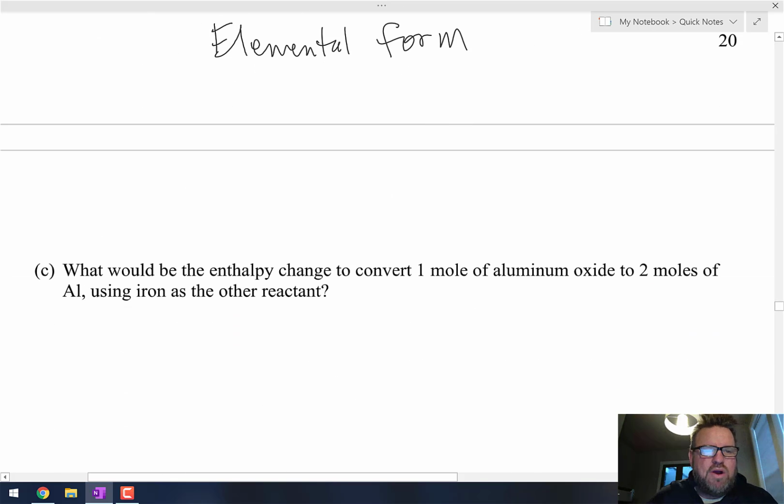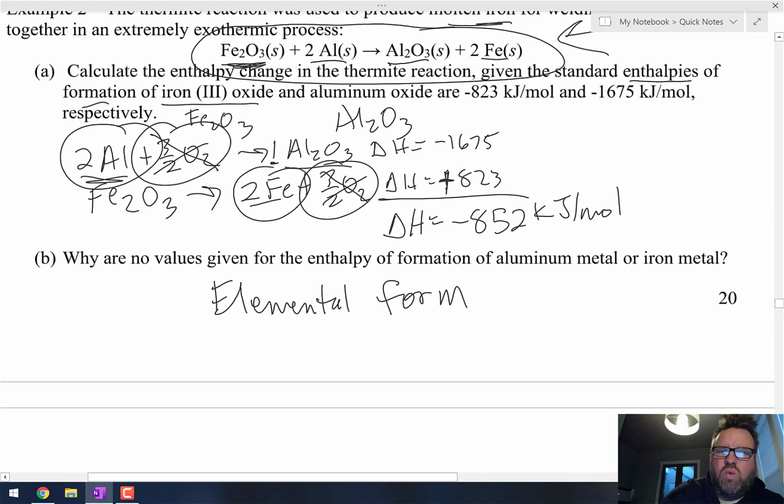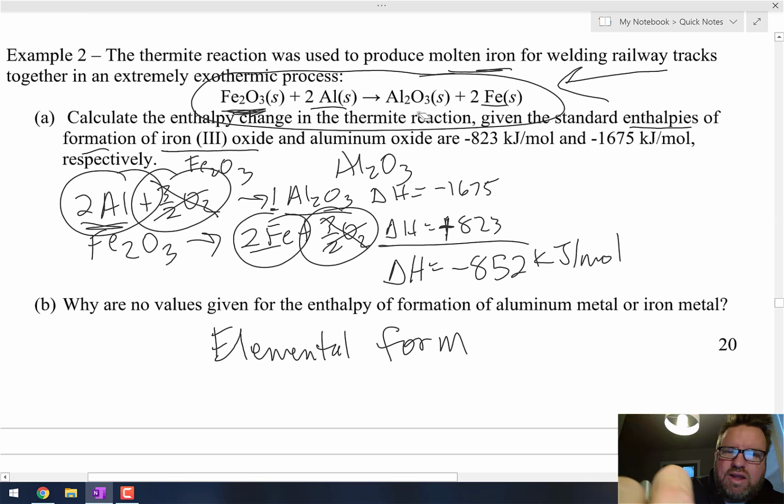Okay, part C. What would be the enthalpy change to convert 1 mole of aluminum oxide to 2 moles of aluminum using iron as the other reactant? So we want to convert 1 mole of aluminum oxide. So basically, it's this same reaction. We want to convert 1 mole of aluminum oxide to 2 moles of aluminum using iron as the other reactant.